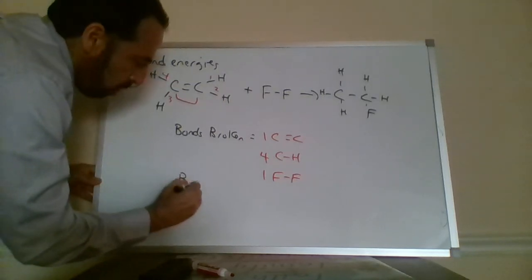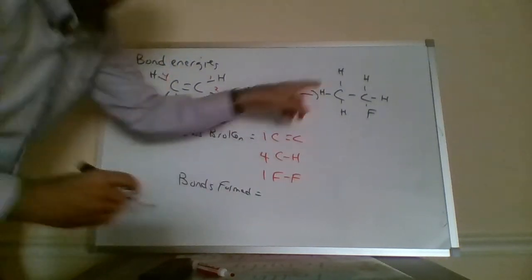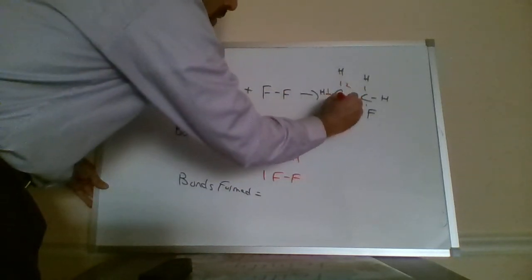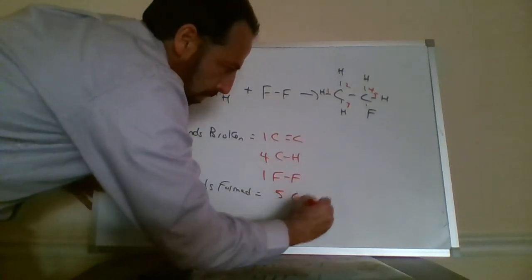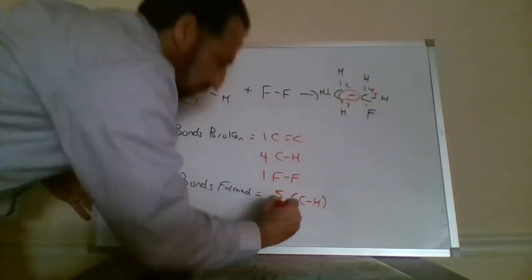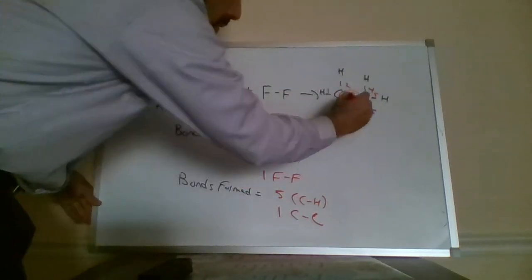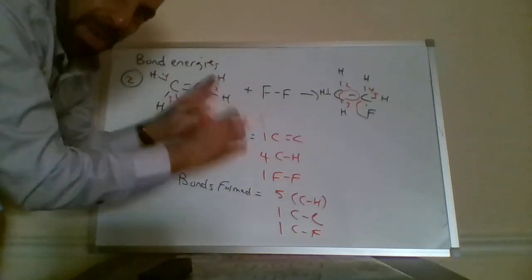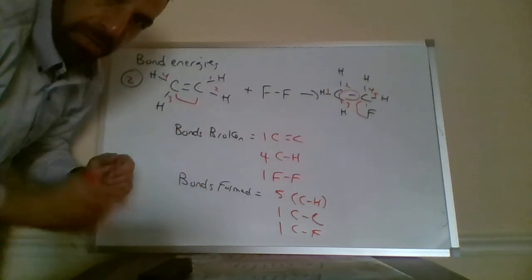So in terms of bonds formed, well, if I look at this, I'm going to count up my carbon-hydrogen bonds. So I have 1, 2, 3, 4, 5. So that's 5 carbon-hydrogen bonds that got to form. I have a carbon-carbon single bond. So I'm going to add that. And then finally, I have a carbon-fluorine bond. So I'm going to add that too. So when you're doing this, just break all the bonds, form all the bonds, and then we're going to determine the energy for the bonds broken minus the energy from the bonds formed.